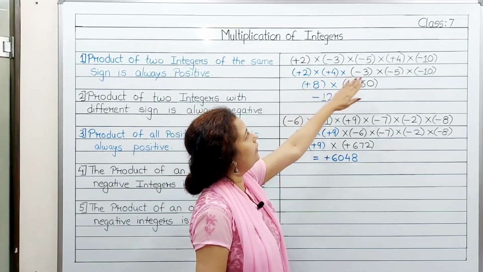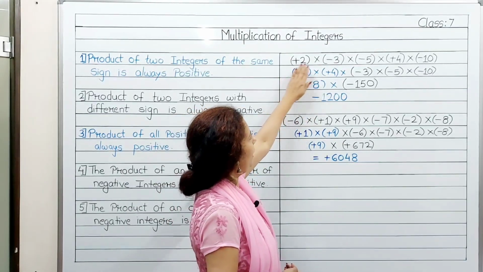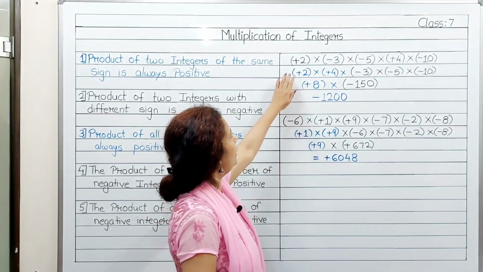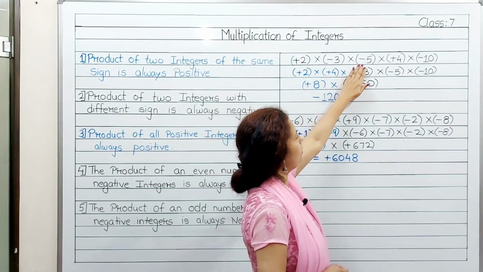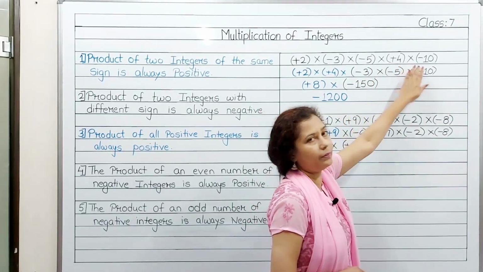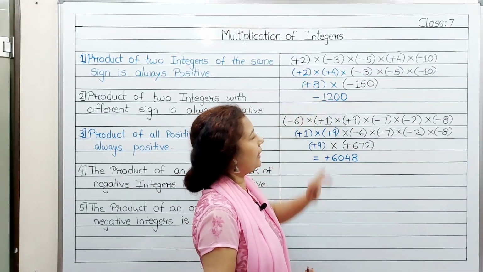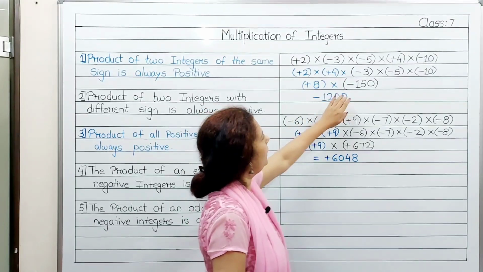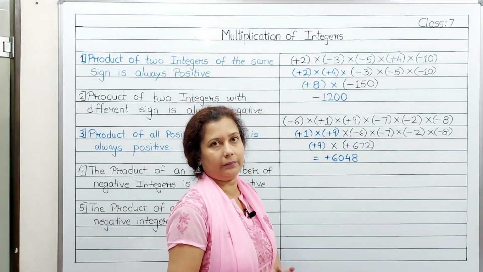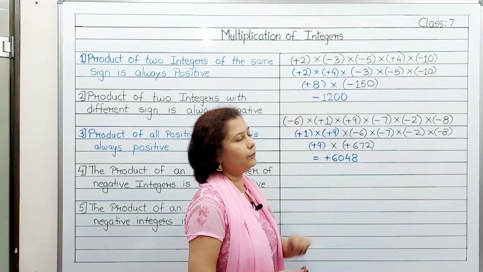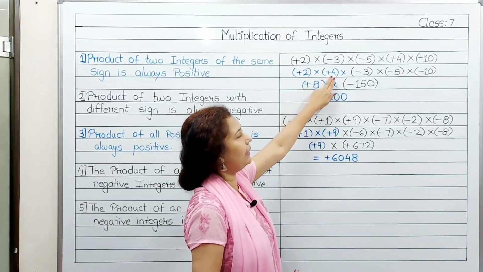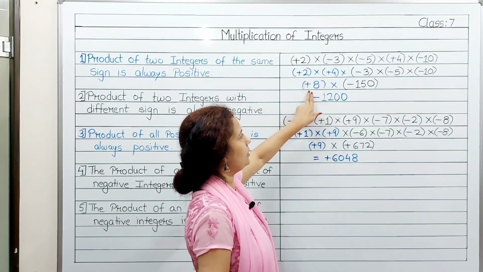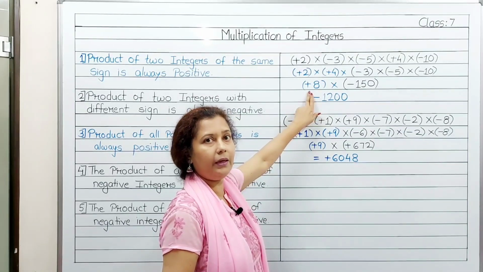Now here there are 5 integers, 1, 2, 3, 4, 5. They are mixed, positive and negative integers. Plus 2 into minus 3 into minus 5 into plus 4 into minus 10. First we will write the positive integers together, plus 2 and plus 4, and the negative integers together. Next we will multiply the positive integers. So first we will multiply the absolute values. 2 into 4 is 8, both the positive integers, so we will get a product which will be positive.